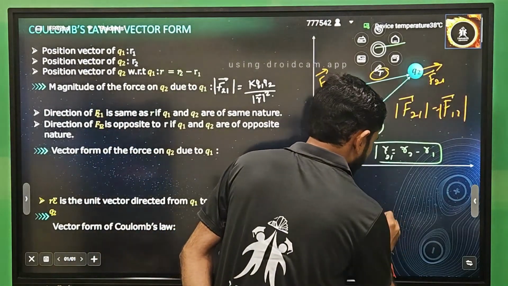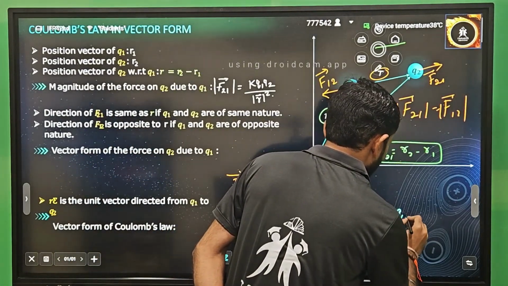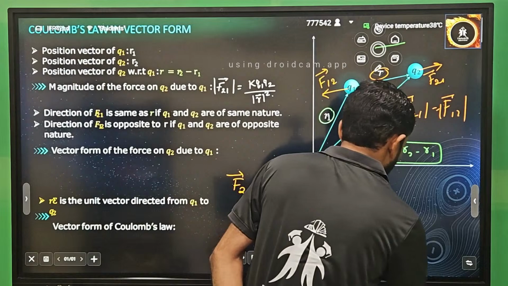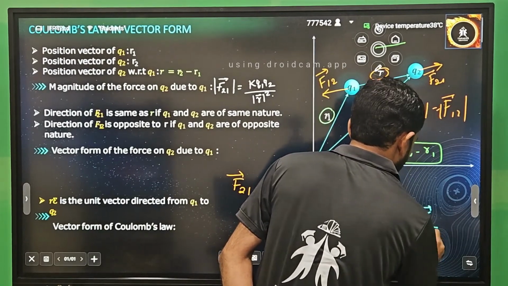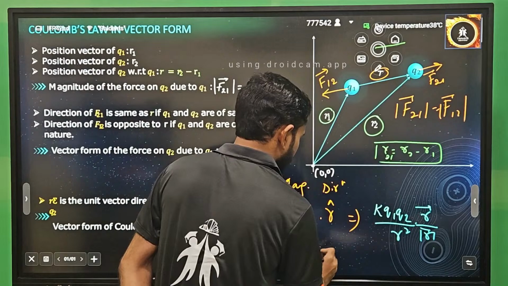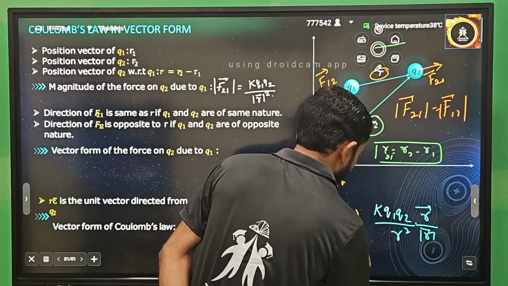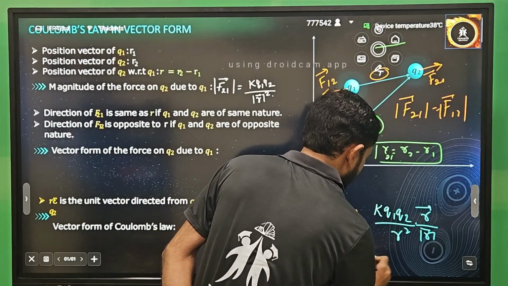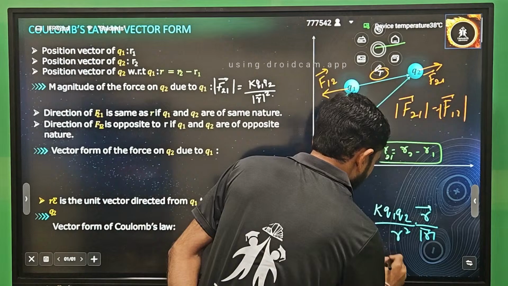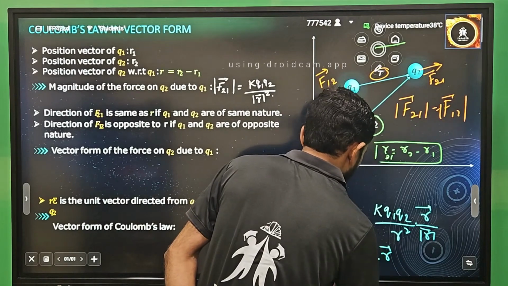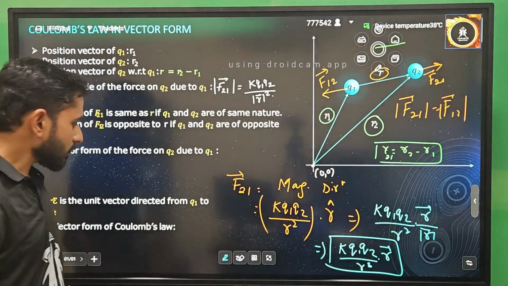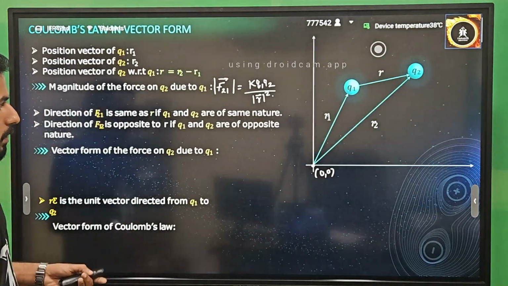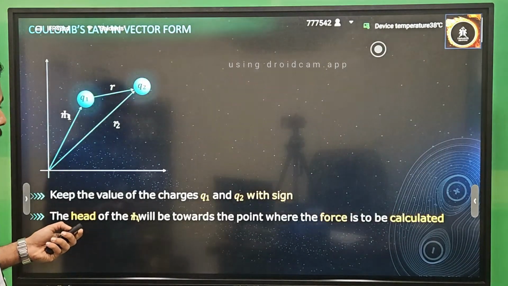So it is also written as K q1 q2 divided by r square into r vector divided by the magnitude of the given vector. I hope that this formula is very much clear to all of you. So it can also be written as K q1 q2 divided by r cube into the given vector, that is the r vector. This is the net force. Clear? This is the way how you will represent it.